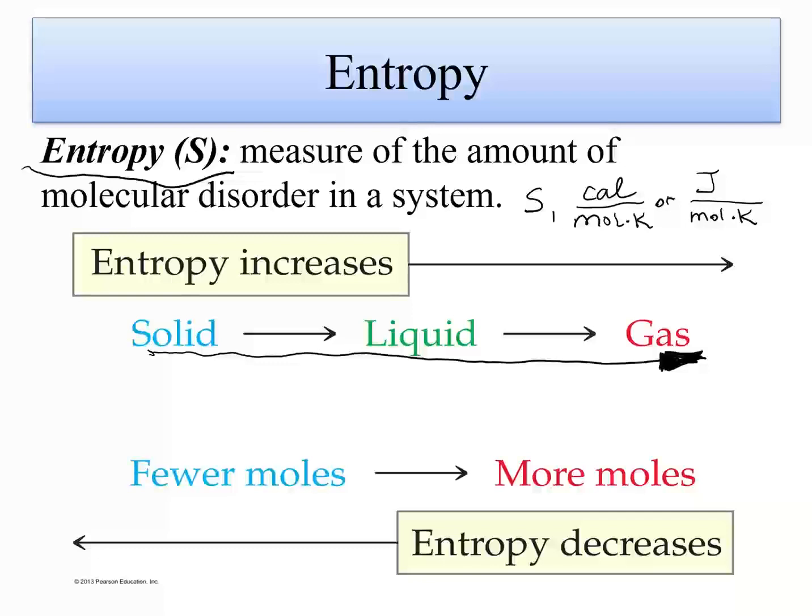Same thing happens when we increase the number of moles of molecules. What is a mole? A mole is a counting unit, so increasing the number of moles will increase the number of molecules or atoms or ions. It means that the molecular disorder will increase. More molecules, higher molecular disorder. So if we go from fewer moles to more moles, we increase the molecular disorder or entropy. And vice versa, if we decrease the number of moles or number of molecules, we decrease the entropy.